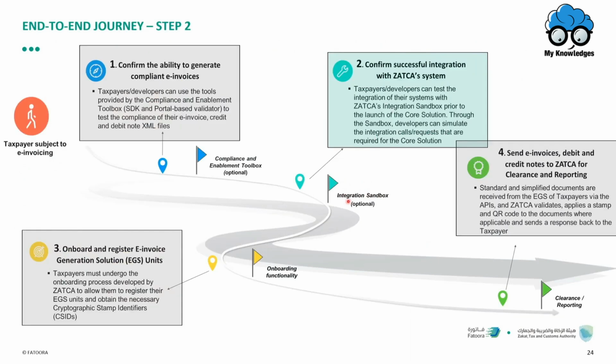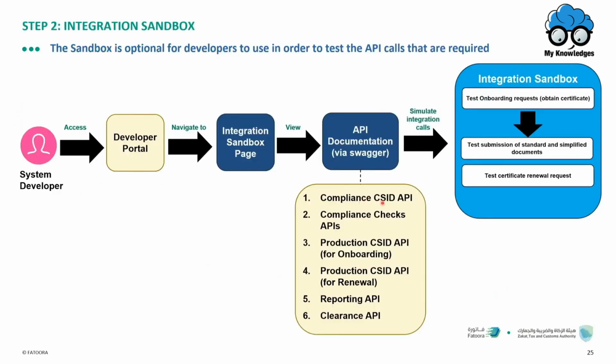The purpose of this is to do an actual integration against Zatka in a sandbox environment, which is like a test environment. It's non-production. Basically, we're going to have to go to sandbox.zatka.gov.sa. You're going to have to navigate to the integration sandbox, and then you're going to have a look at all the API documentation via Swagger.